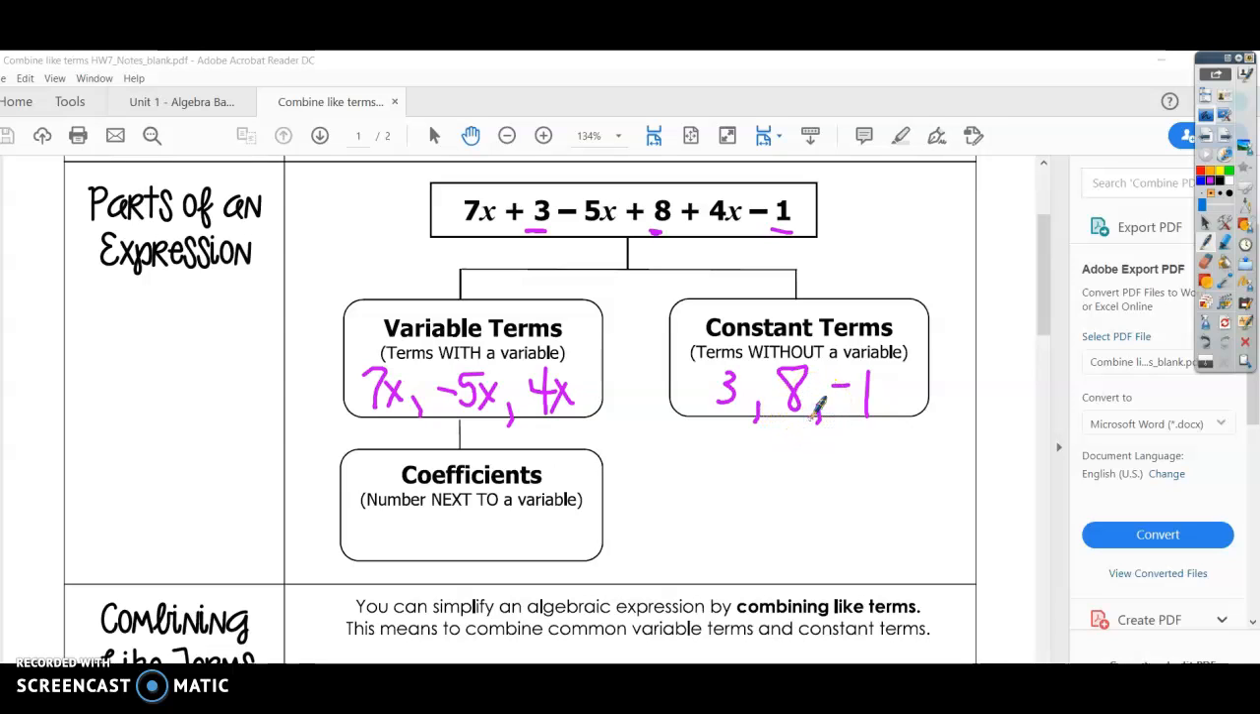You should be taking notes, so please do so. The coefficients. A coefficient is a number next to a variable. So this is a number next to a variable, so that's a 7 and a negative 5 and a positive 4. So you can see that the coefficients come from the variable terms. A coefficient has to be next to a variable.